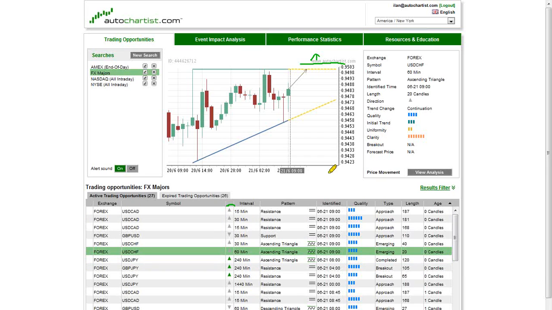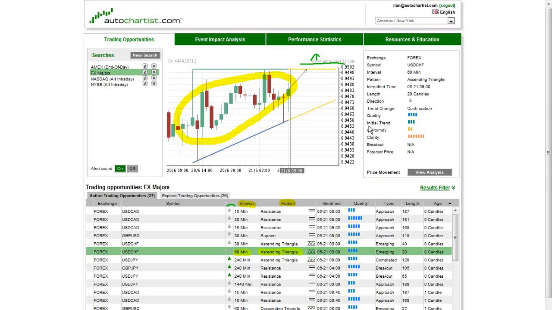Let me carry on going through some of the columns in the results section. The next column we have is interval, which is the data interval on which this opportunity was found. So the selected opportunity that we've got there is the US dollar Swiss franc. It was identified on 60-minute candles. So each of these candles that you see in this price graph are 60-minute candles. It's an ascending triangle. That's the type of pattern it is. And then we see a little icon over here, which is aligned with some squiggles in between it.